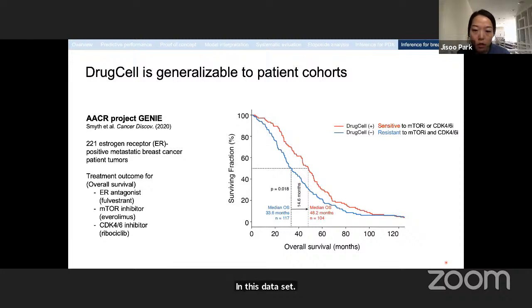Using the pre-trained DRUXA model, we predicted the sensitivity of breast cancer patients to either mTOR inhibitor or CDK4/6 inhibitor, and stratified the patients into sensitive, DRUXA positive, and resistant, DRUXA negative groups, again using the median predicted AUC as a threshold. We then compared the distribution of the overall survival rates of the sensitive and resistant patient populations that DRUXA predicted. As you can see in the plot, the predicted sensitive patient group has statistically significant longer survival than the resistant group.